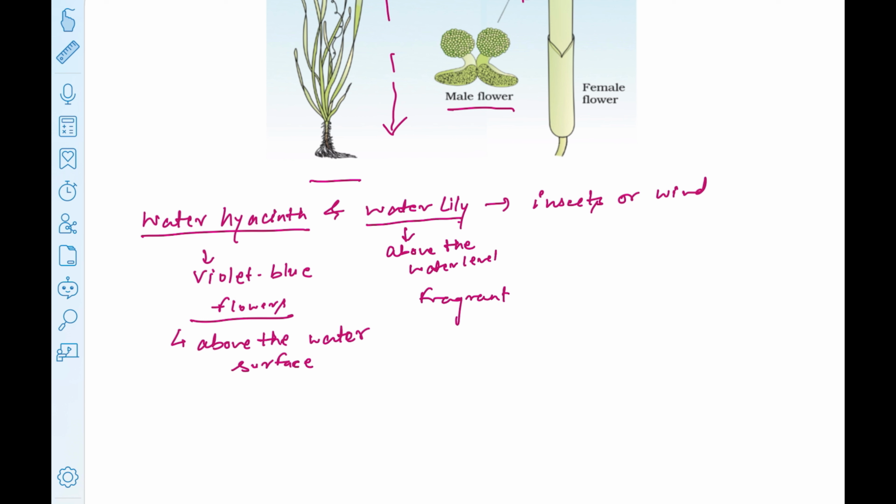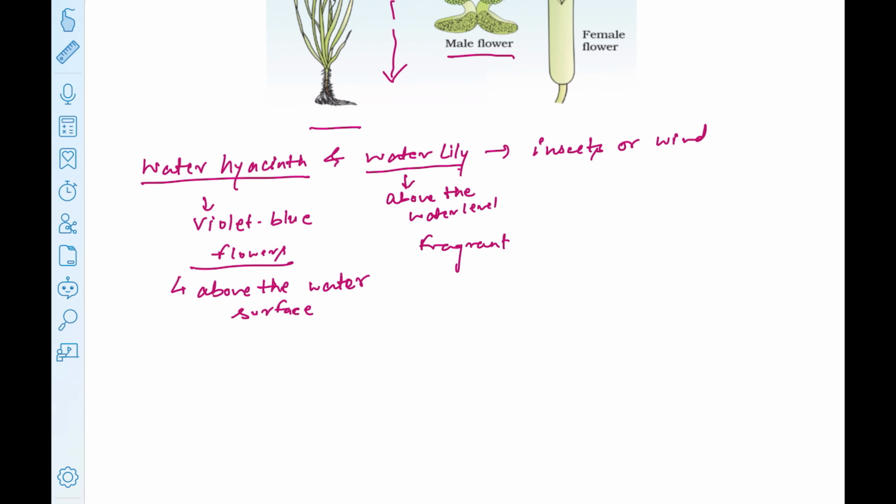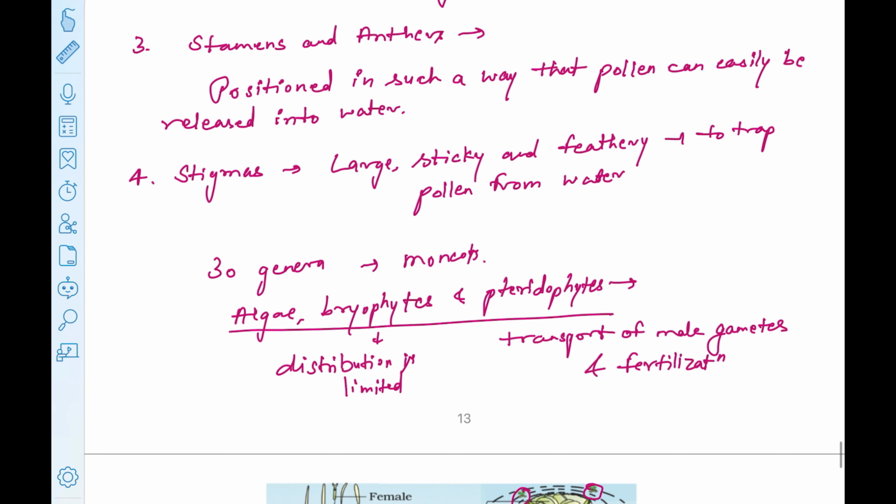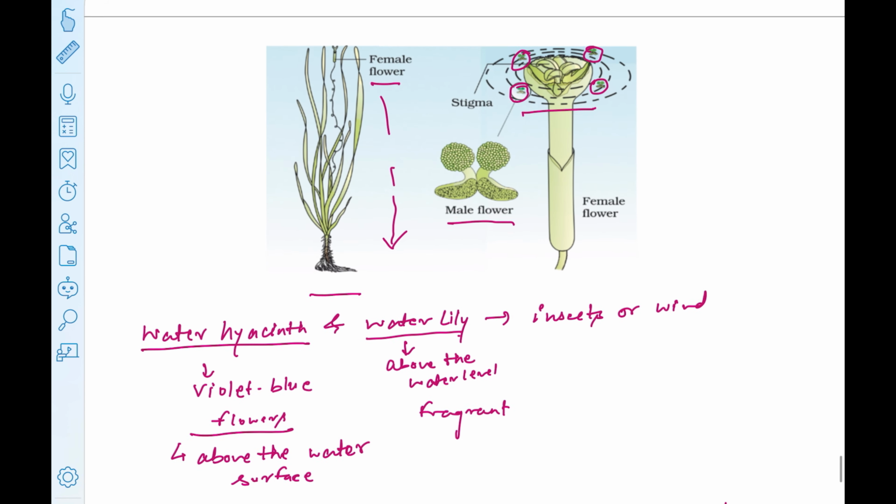The true water pollination is only seen in Vallisneria, Zostera, Hydrilla, where pollen grains are carried by water, and in aquatic plants like water hyacinth, water lily, true water pollination is absent. So not all aquatic plants are pollinated by water. And what are the advantages of water pollination? It is effective in aquatic habitats where insects or wind may not work. Okay, and disadvantages we just discussed about it is very rare, only 30 genera in water plants. Pollen loss is high and it is limited only to certain aquatic plants.